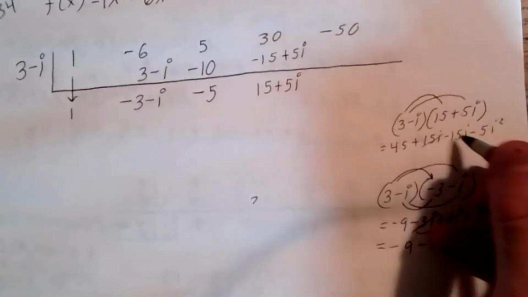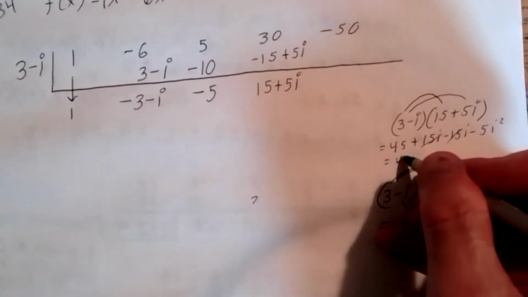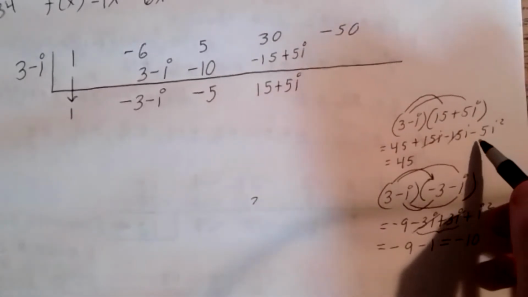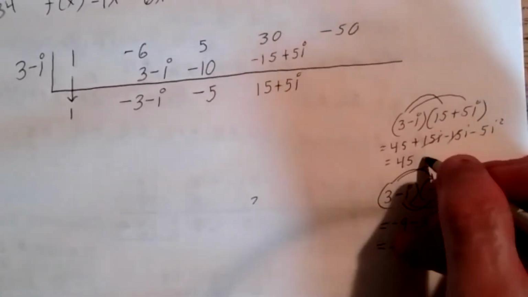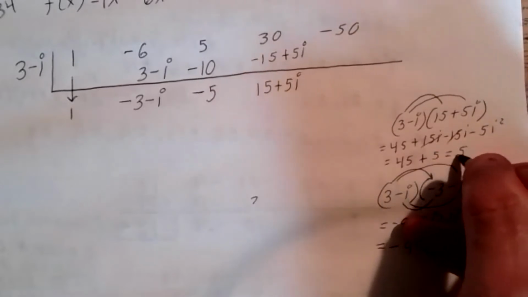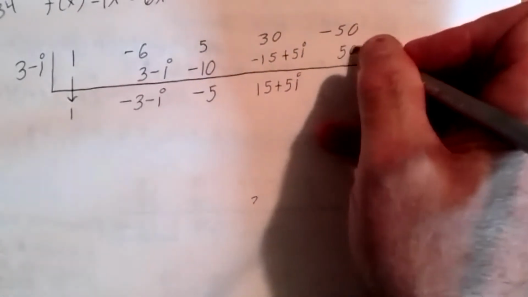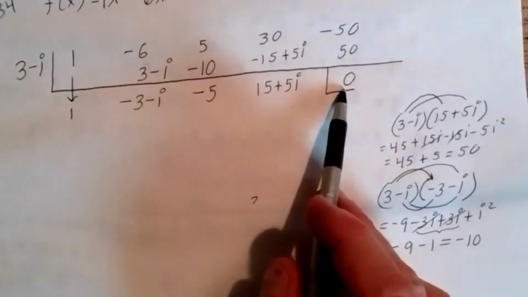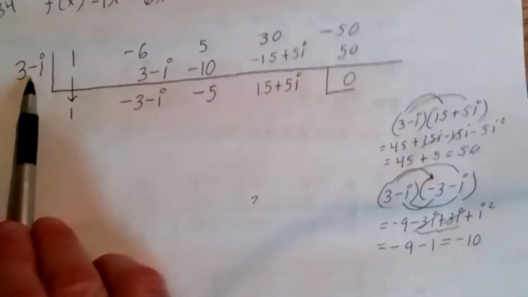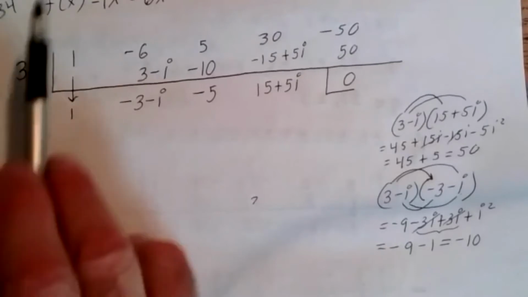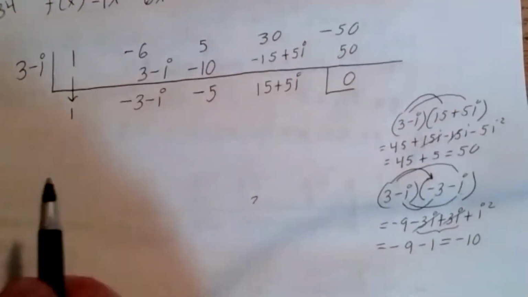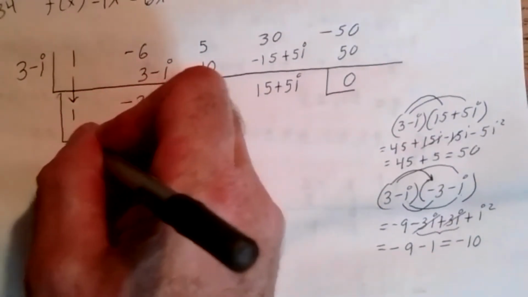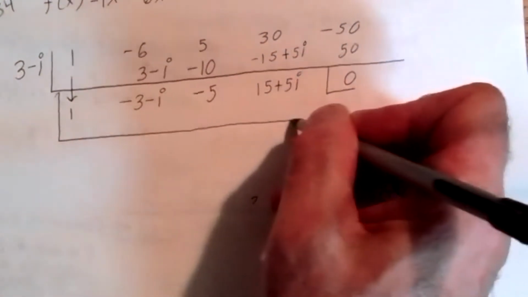These drop out, and we're left with 45. Now, negative 5 times I squared is negative 5 times negative 1, which is plus 5. Guess what we get? We get 50, just as anticipated. We get a 0 remainder. We should not be surprised or shocked that we get a 0 remainder, because they told us that 3 minus I was a 0 of this polynomial. We would expect that.